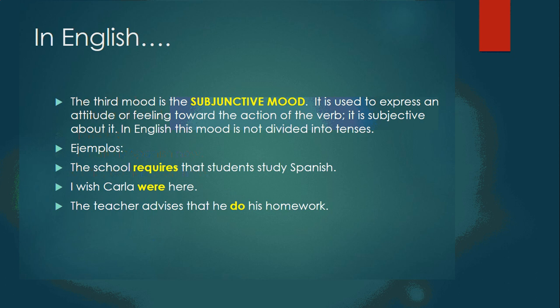In English, the third mood is the subjunctive mood. It is used to express an attitude or feeling toward the action of the verb. It is subjective. In English, this mood is not divided into tenses. The school requires that the students study Spanish. I wish Carla were here. The teacher advises that he do his homework.